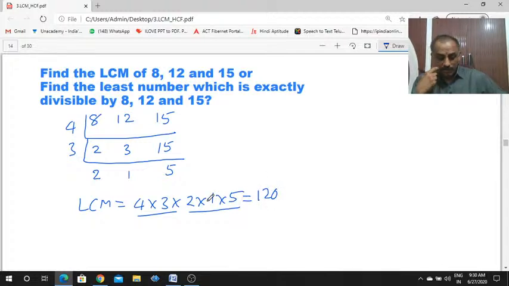Very good, Shreya, your answer is right. Very good, Akshita, your answer is right. Okay, the LCM of 8, 12 and 15, what is the LCM? 120. The LCM of 8, 12 and 15 is 120.